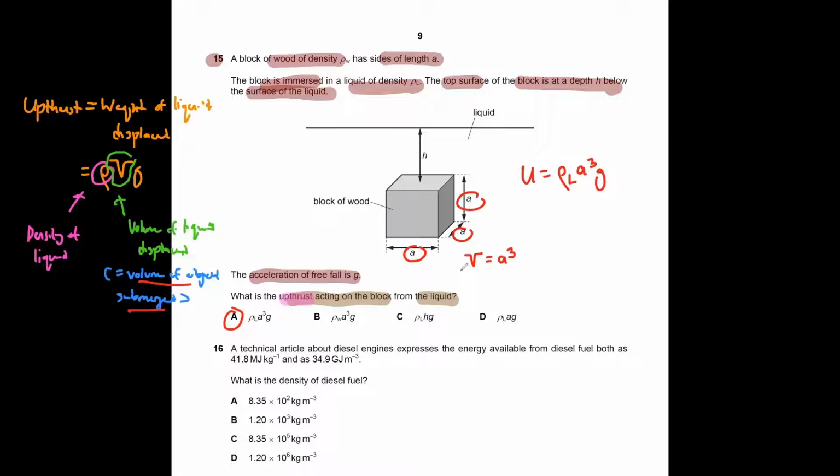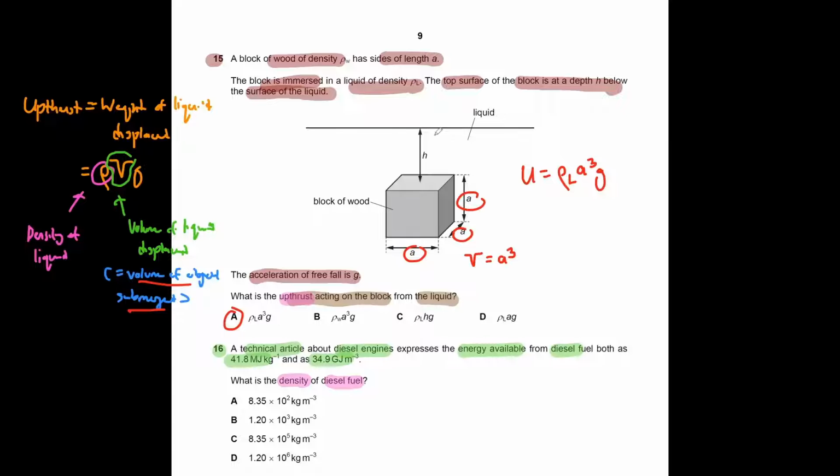Then question 16. For question 16, they mentioned this. A technical article about diesel engines expresses the energy available from diesel fuel as 41.8 megajoules per kg and as 34.9 gigajoules per meter cubed. What is the density of diesel fuel here?